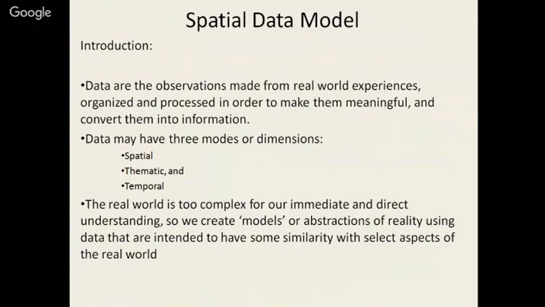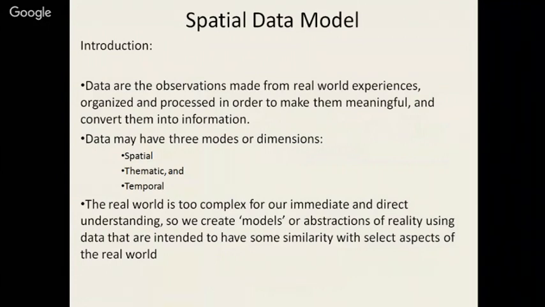So spatially, it talks about the location, where it is geographically located. It talks about its extension or its position in space. Thematic means what its attributes are, and temporal, how the data changes over time. It's basically the type of data. Every data has these three characteristics attached with it.